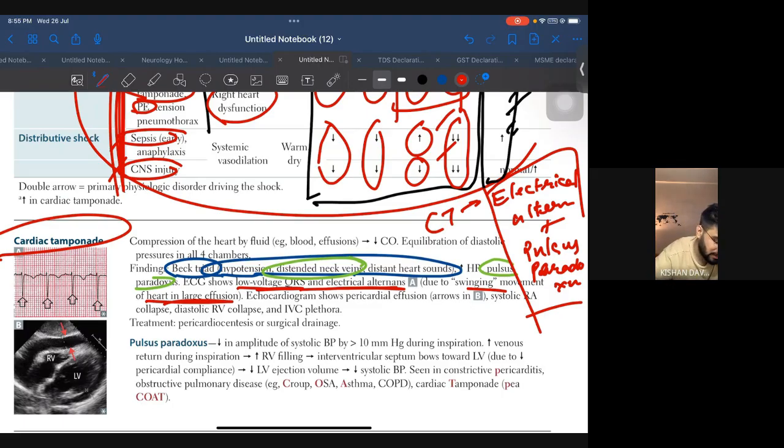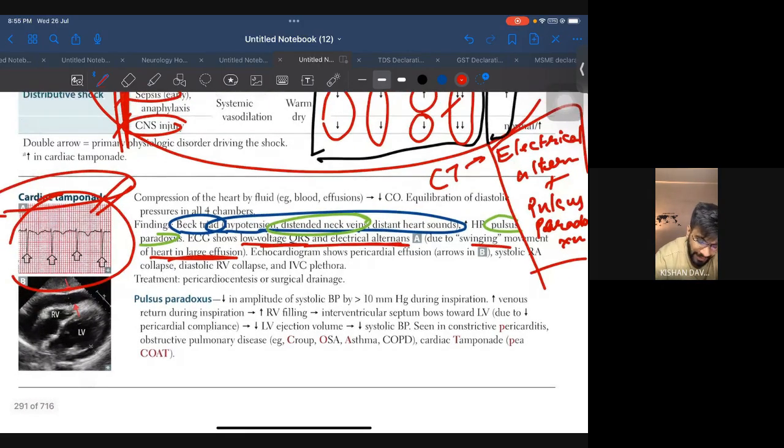All right, and this is the ECG you have to remember for cardiac tamponade. The same ECG will be given in the question. Now let's see what happens over here. Echocardiogram shows pericardial effusion, systolic RA collapse, diastolic RV collapse. This is not necessary, so you can avoid this.